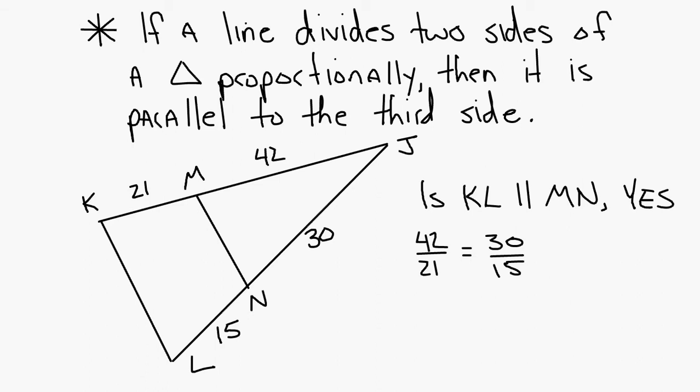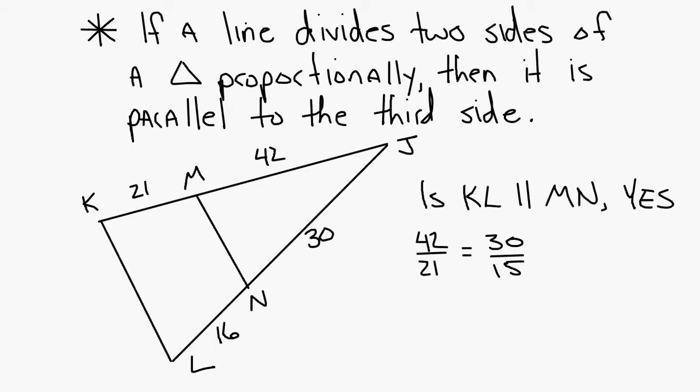Now, if this 15 gets changed to a 16, now, are they parallel? No. Now they're not parallel because the segments wouldn't be proportional. All right, 21 is half of 42, but 16 is not half of 30. All right?